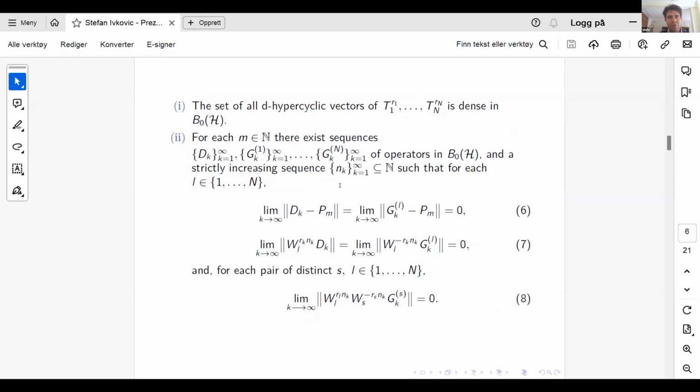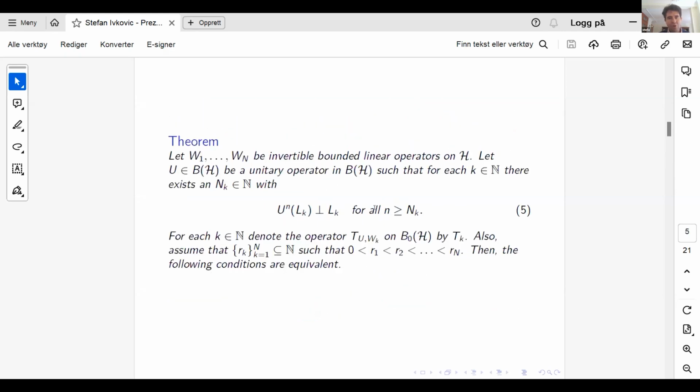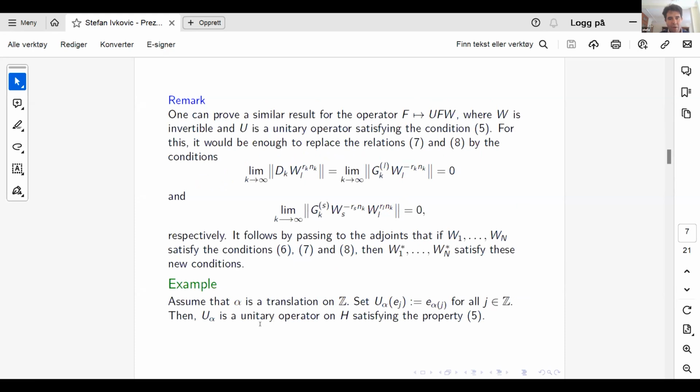And then at first look, it may seem that this condition on the unitary operator is a bit artificial, but fortunately not. There is a whole class of unitary operators satisfying this condition. And how can we construct them? Well, if you let alpha be a translation on Z, and you define U_alpha of e_j to be e_{alpha(j)} for all j in Z, so you define its action on the orthonormal basis. And then since it sends the orthonormal basis into itself, it is actually a unitary operator, but not only that, it satisfies the property 5.